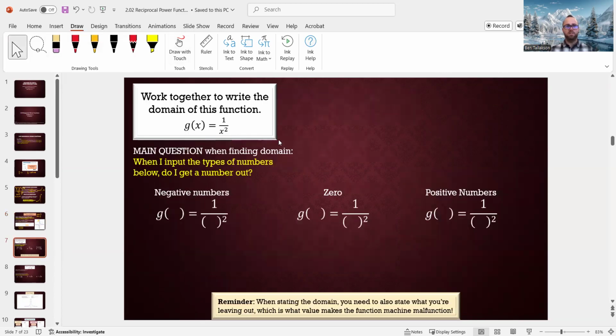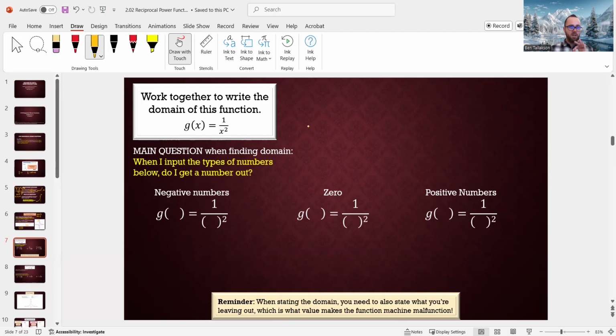Now let's practice finding domain and range. We're starting now with domain. The main question you want to ask yourself when finding a domain is, when I input these types of numbers, negative, 0, or positive, do I get a number out? I'll give you a moment to practice.